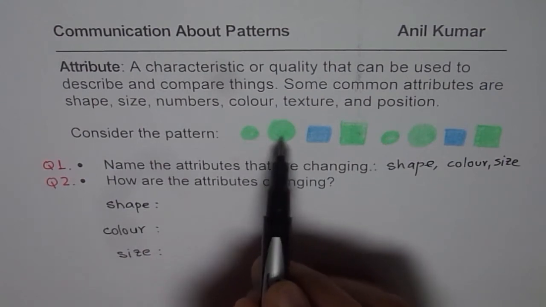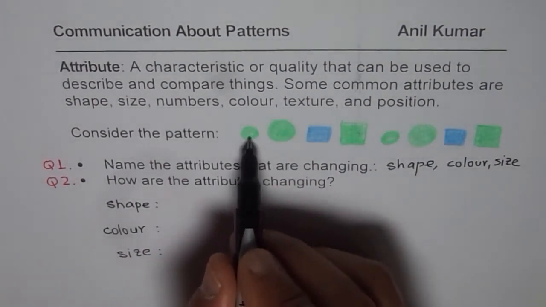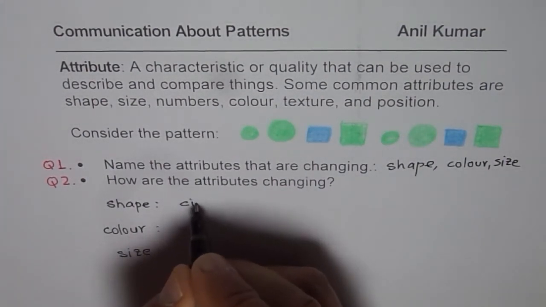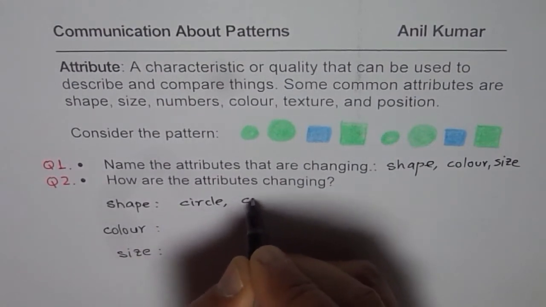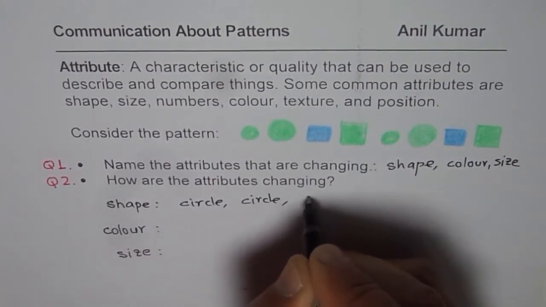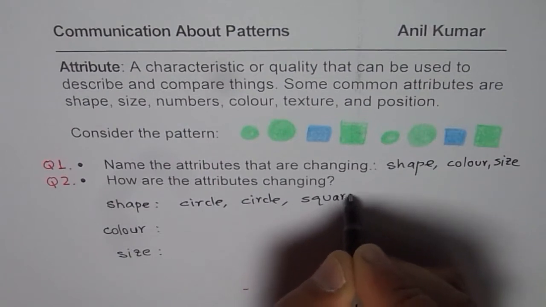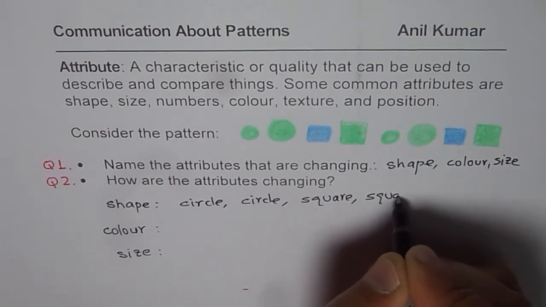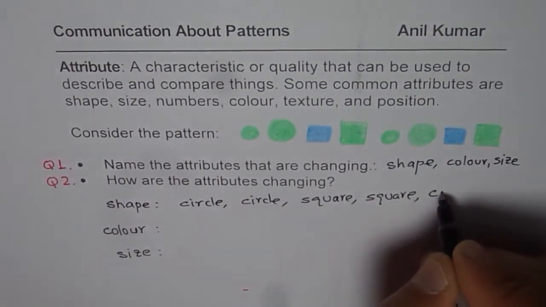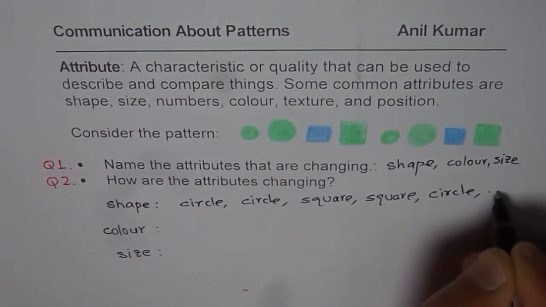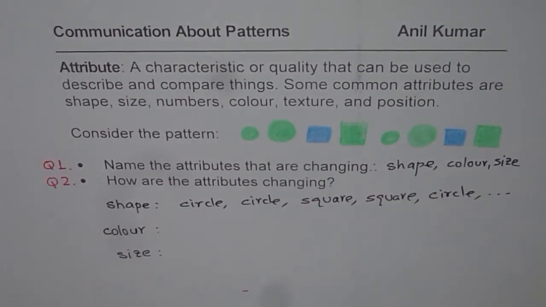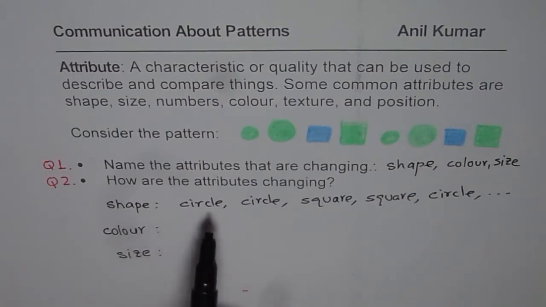Shape. So as far as the shape is concerned, we have circle, right? So we can write this as circle, circle, square, square, circle. That repeats, right? So we can write these dots saying that that repeats. Now as far as shape is concerned, both of them are circle, right?